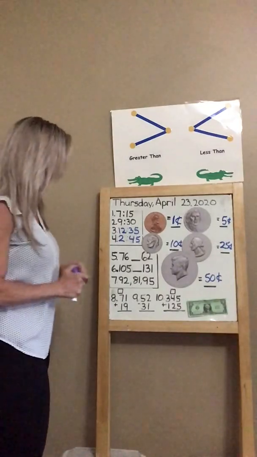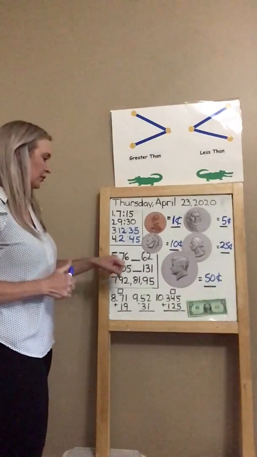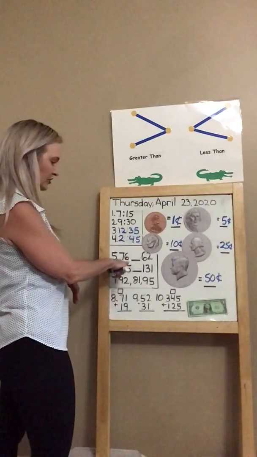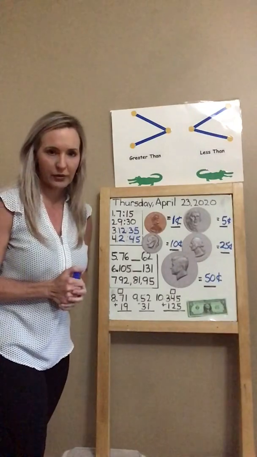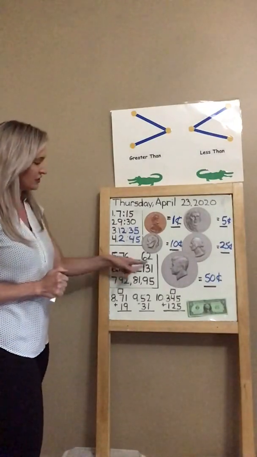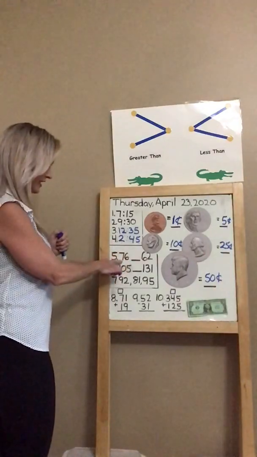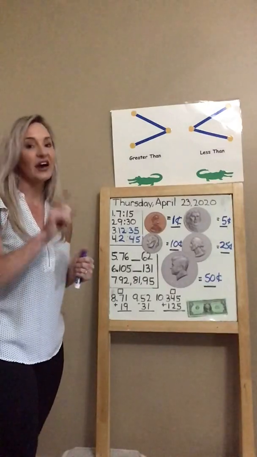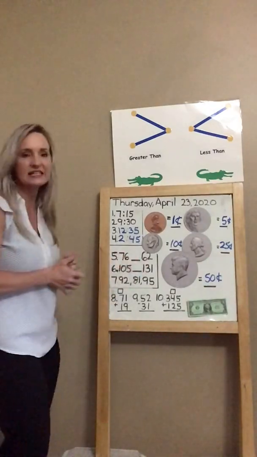We are going to compare numbers. Let's start with our 2-digit numbers. That means we have a digit in our ones place and a digit in our tens place. When we're comparing 2-digit numbers, which place do we look at first? Are we going to look at our tens place or our ones place? I hope you said tens place. When we're comparing 2-digit numbers, we always look in the tens place first.